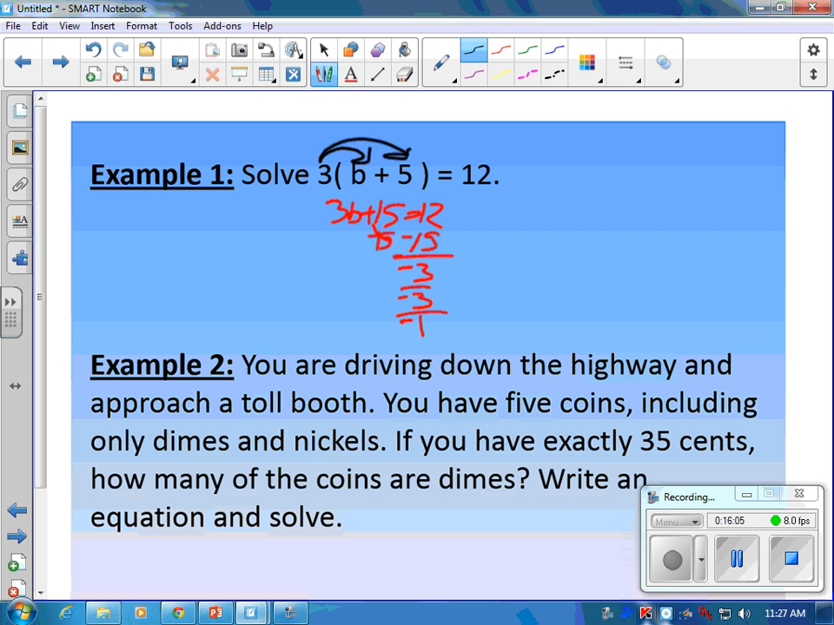So all we're doing is we're adding a step. We're either combining like terms or we're using our distributive property. We'll put all of that together. So we're just adding more steps to our equations, but we're still doing the same process. So I multiply that out. Then he subtracted 15 from both sides. So now we have that 3b equals negative 3.